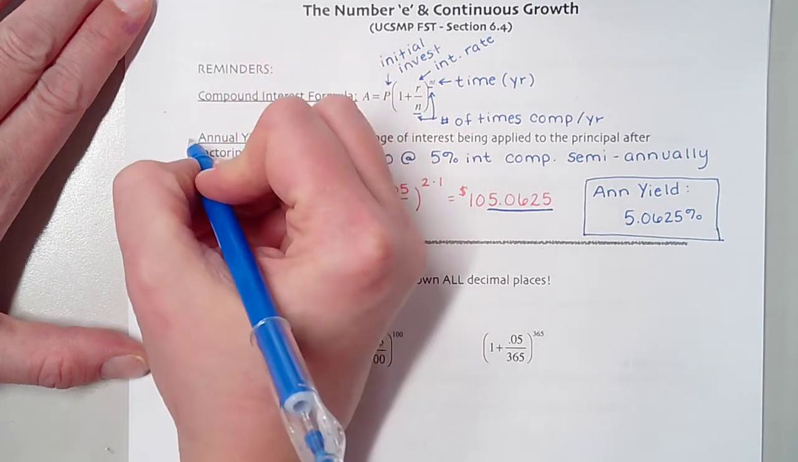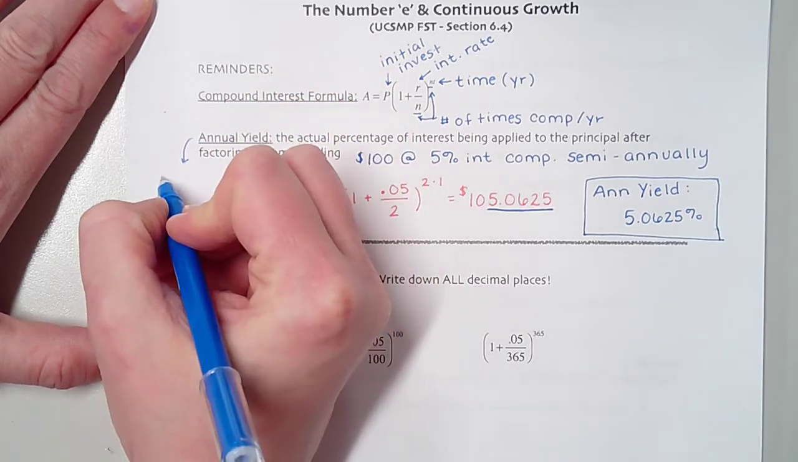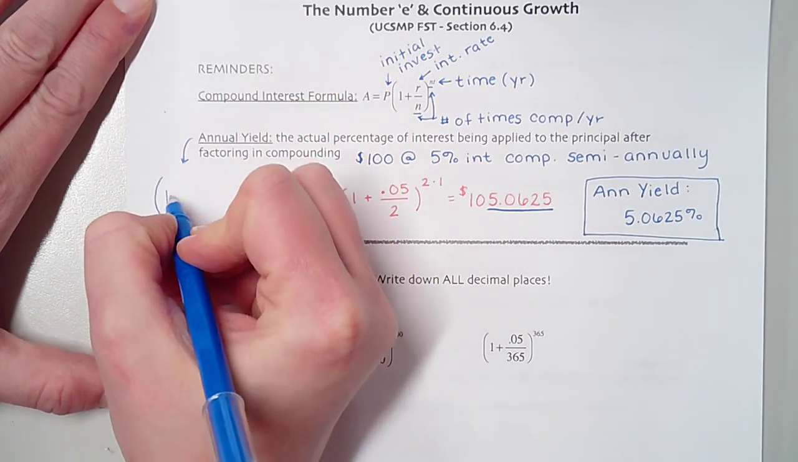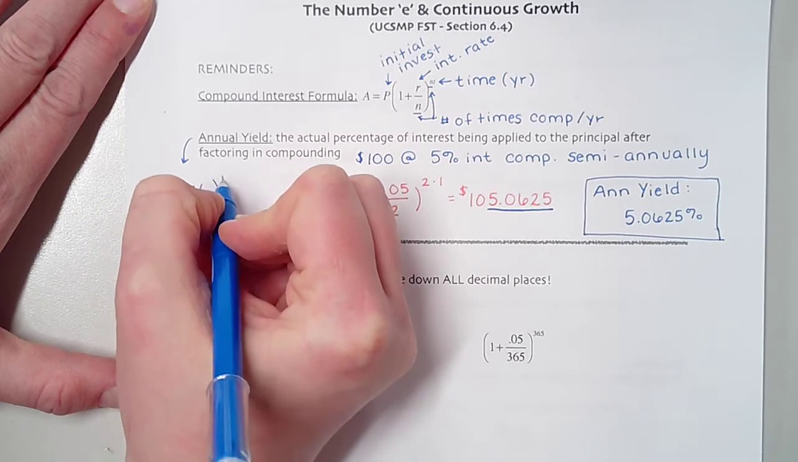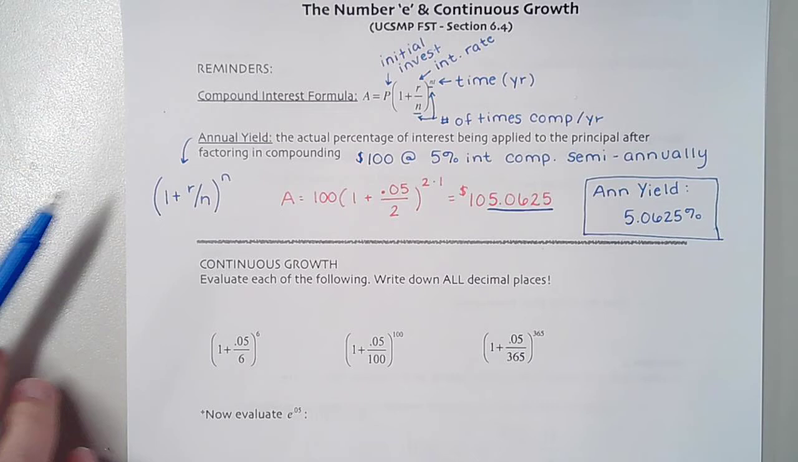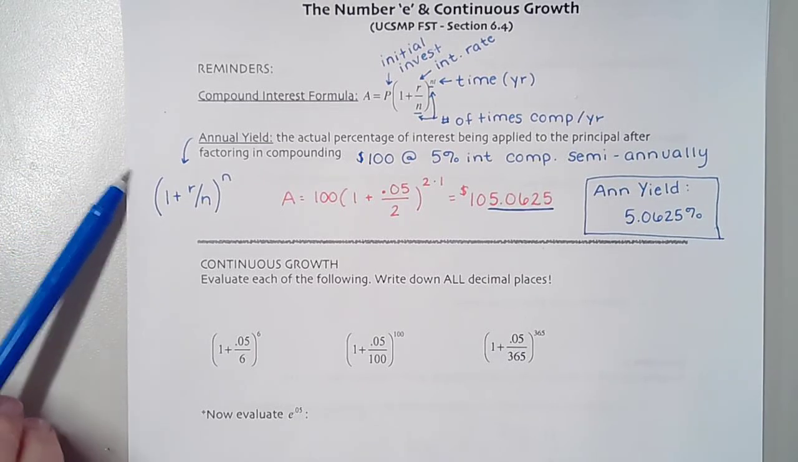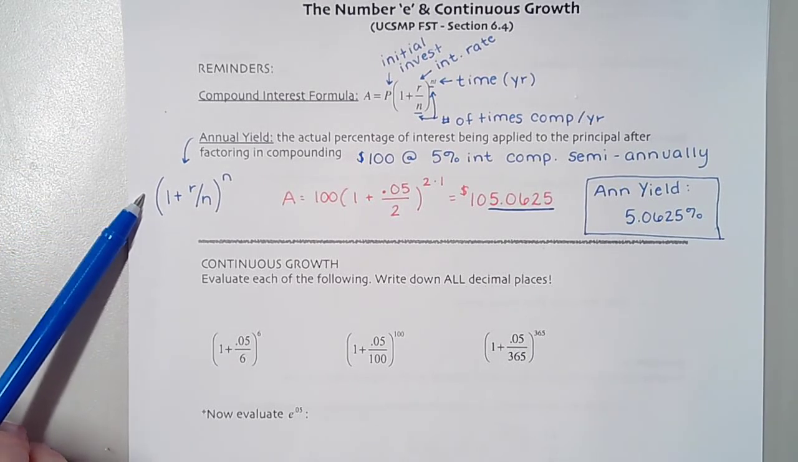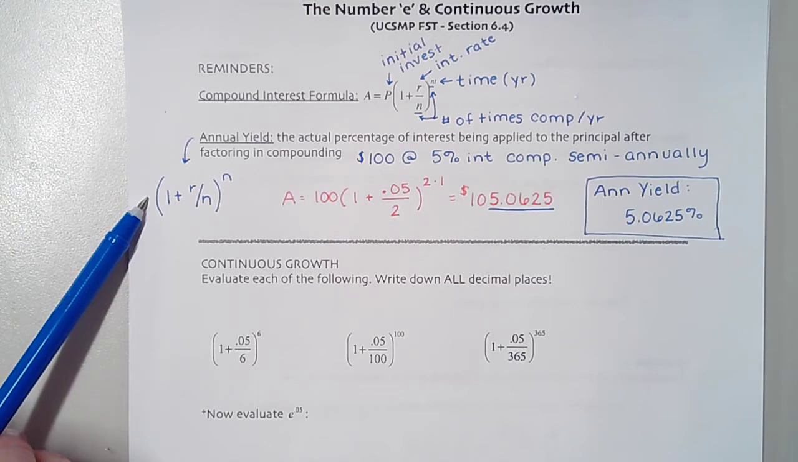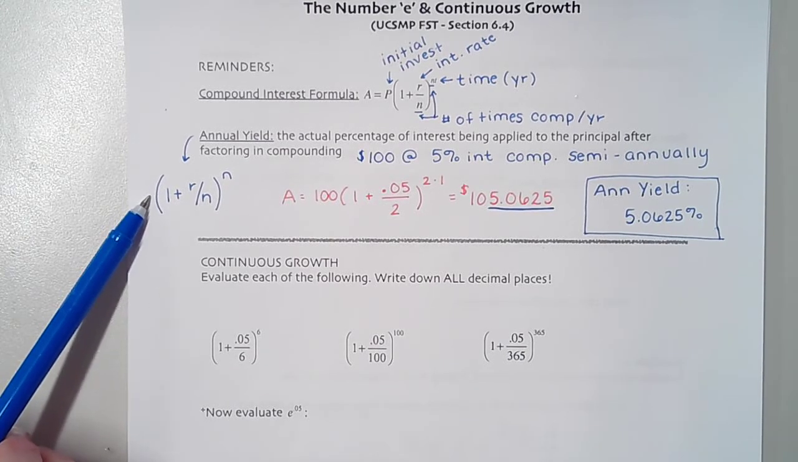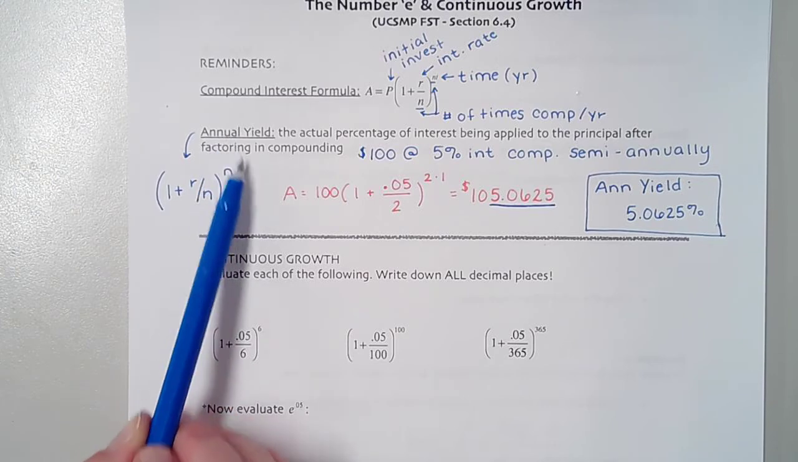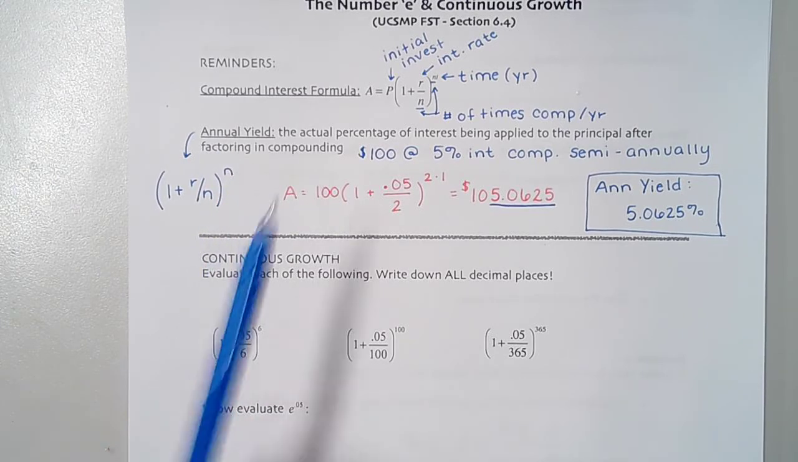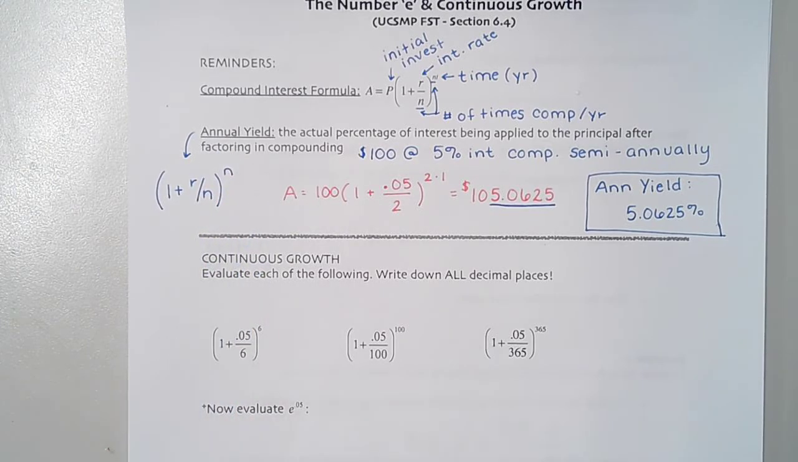The piece of the formula without the principal and without the time is what annual yield is going to be. So annual yield is always going to be this calculation, 1 plus r over n, and then to the power of n. Because if you're just looking for a percentage, we don't need to know what we're starting with. We can think of it almost as starting at 100%, which would be like a 1 sitting out here. And if it's annual yield, we only want to be looking at 1 year. So essentially our time is 1 as well.